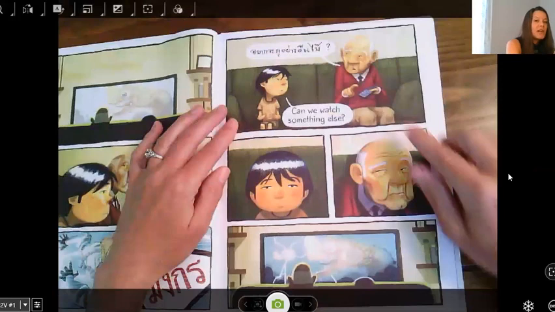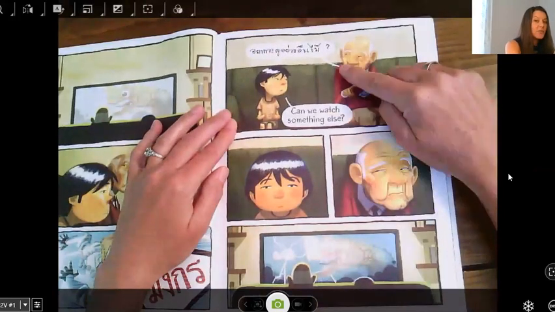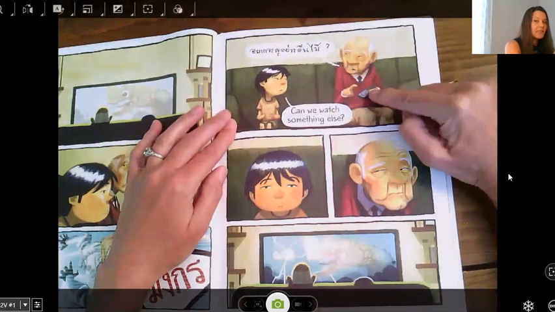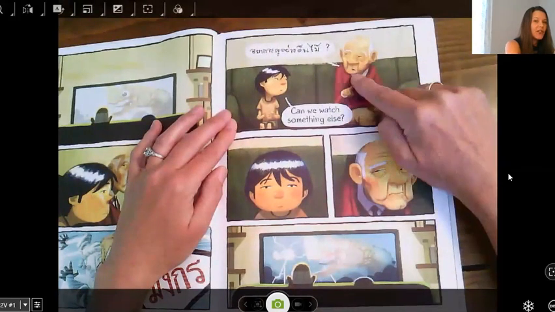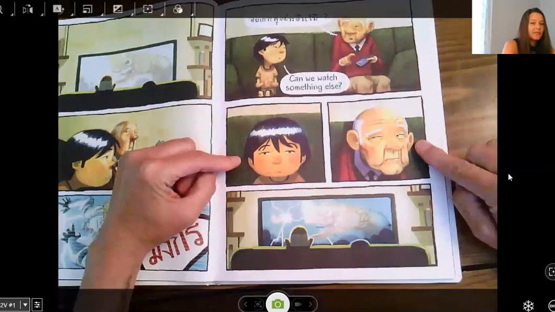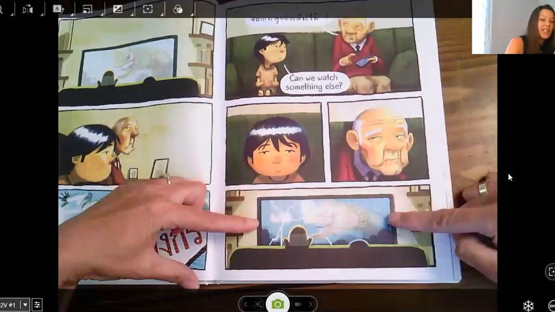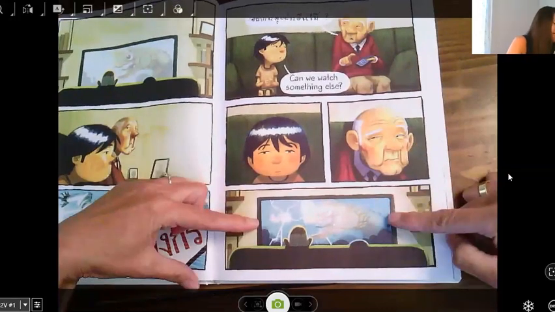Grandson says, "Can we watch something else?" And the grandfather in Thai is asking, "Do you want to watch something else?" But they're not understanding each other, and they're both sitting there, like, what do we do? I guess they're continuing to watch the same movie that has the dragon in it.